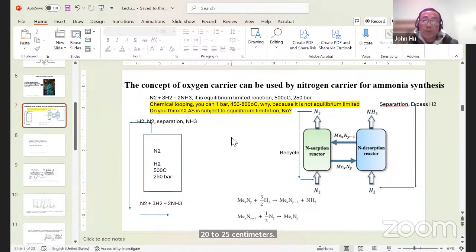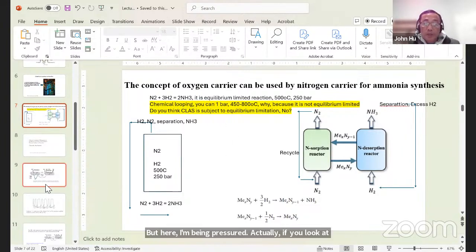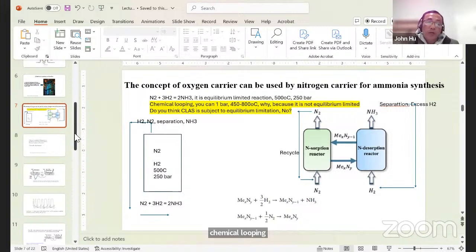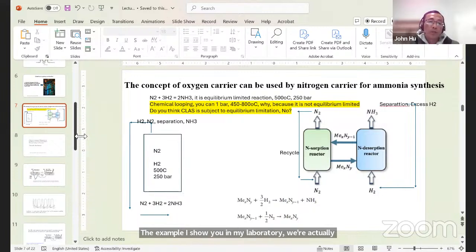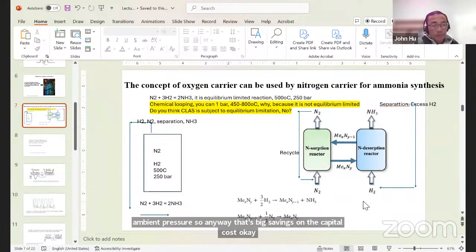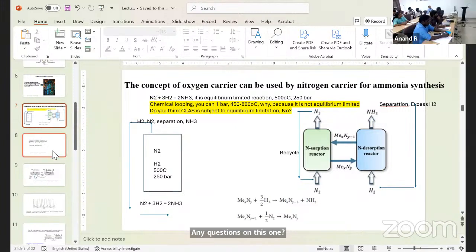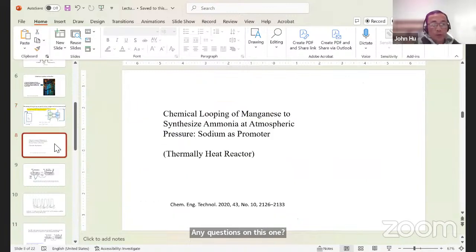Actually, if you look at the chemical looping example I showed you in my laboratory, we are actually using a reactor with a quartz window. It's ambient pressure. So anyway, that's big savings on the capital cost. Okay. Any question on this one? No question, sir. Okay, let's keep on going. Thank you for the question.